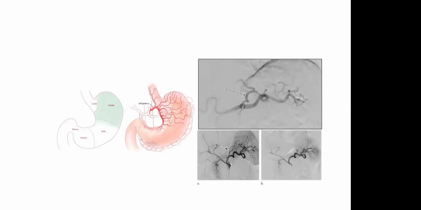Yes, basically this is demonstrating the process of getting into the part of the stomach that the left gastric artery supplies, and the other images are angio images, selection of the left gastric artery, then embolization. Next.